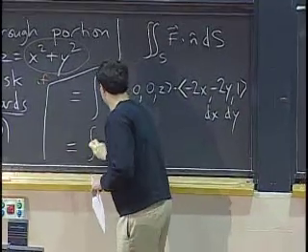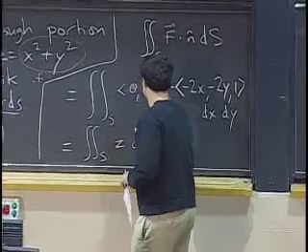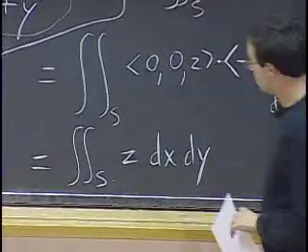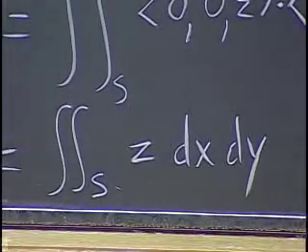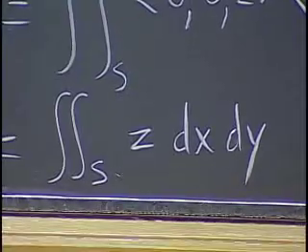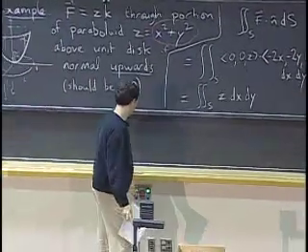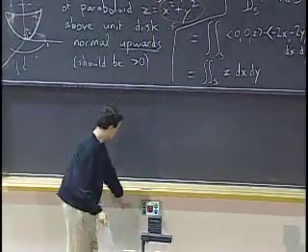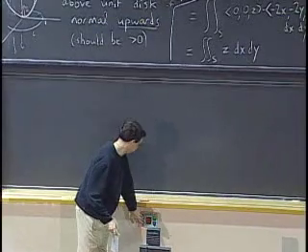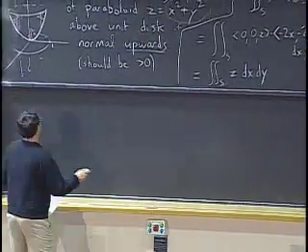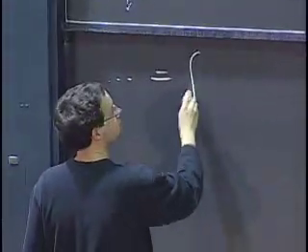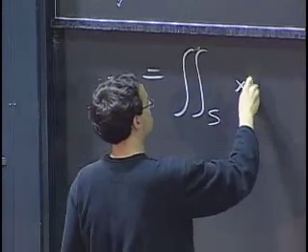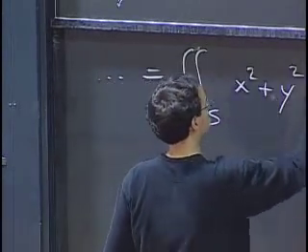But still, we'll end up with the double integral over S of z dx dy. Now, what do we do with that? Well, we have too many things. We need to get rid of z. So let's use z equals x squared plus y squared once more. Okay. So that becomes the double integral of x squared plus y squared dx dy.